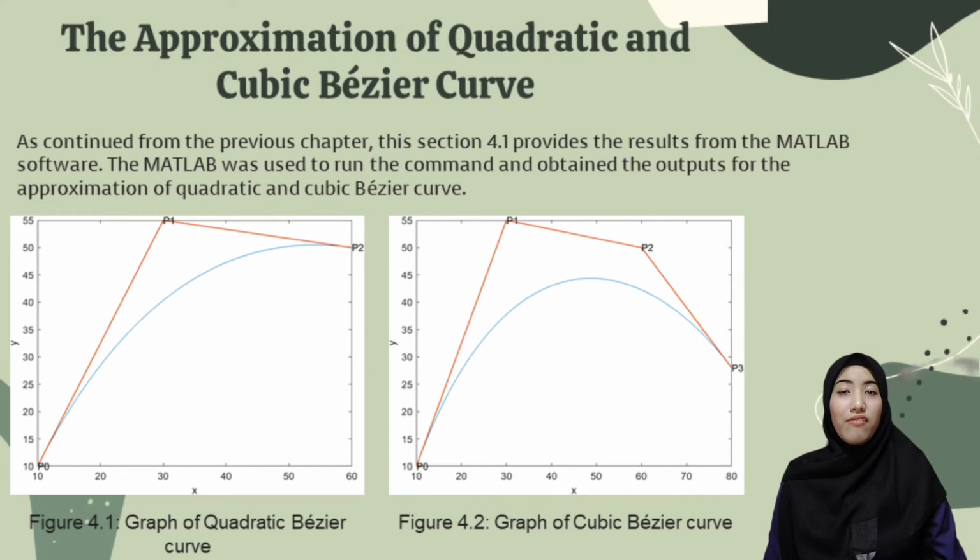The curve starts from P0, moves away to P1 and P2 before ending at P3. From the results in figure 4.1 and figure 4.2, it can be concluded that the difference between the two methods, quadratic and cubic Bezier, is the number of control points. As revealed by the MATLAB results, the graphs for the quadratic and cubic Bezier curves have 3 and 4 control points respectively. Other than that, the shape of the curve for both was contained in the control polygon. The results for the approximation of quadratic and cubic Bezier curves were obtained in this section. It shows that the first objective in this study was achieved.